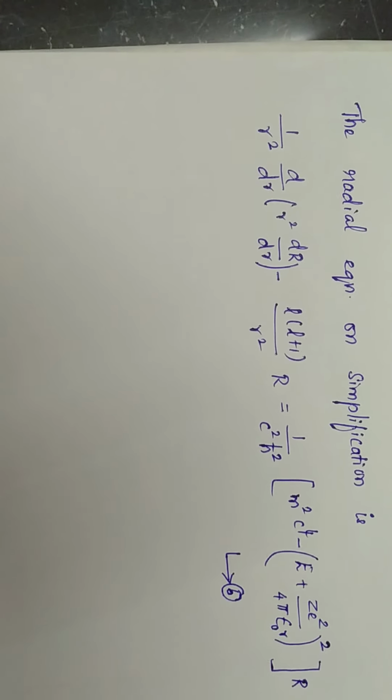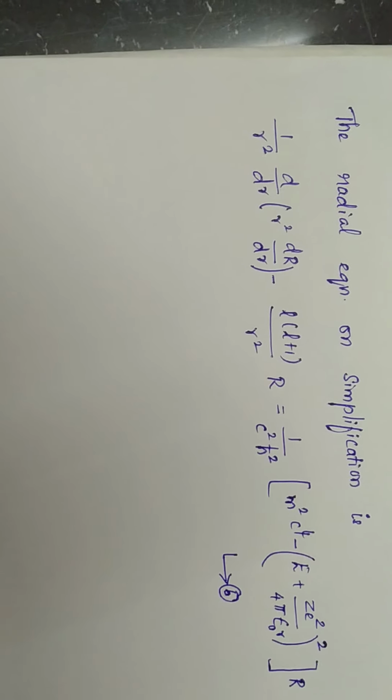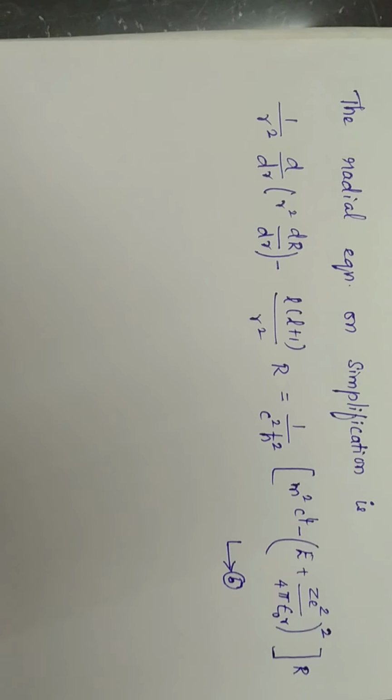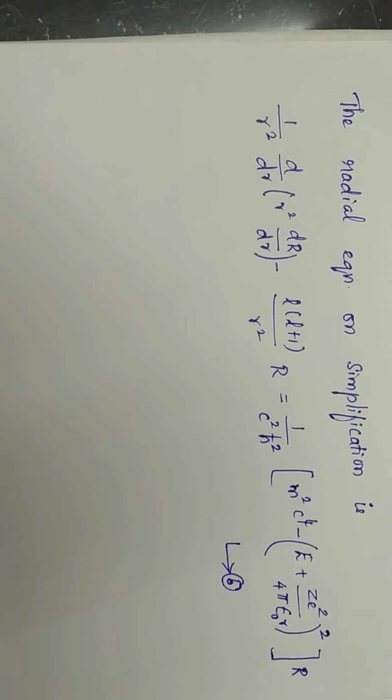That is, this can be written for the hydrogen atom. Okay, instead of writing E simply as capital E, we can write E dash plus mc square.